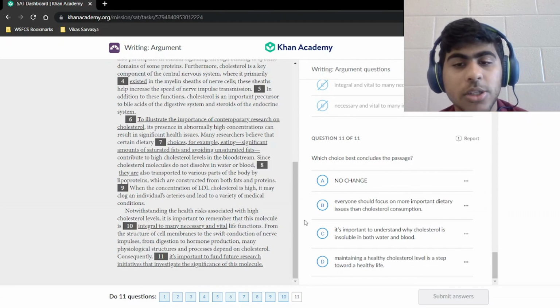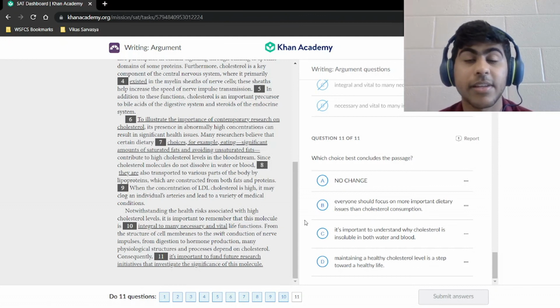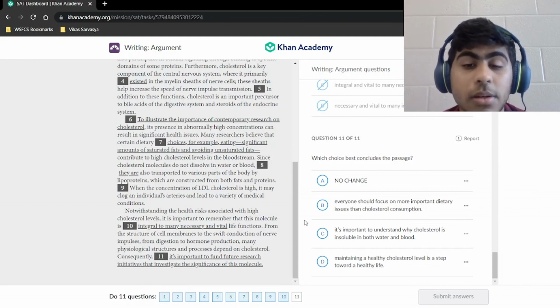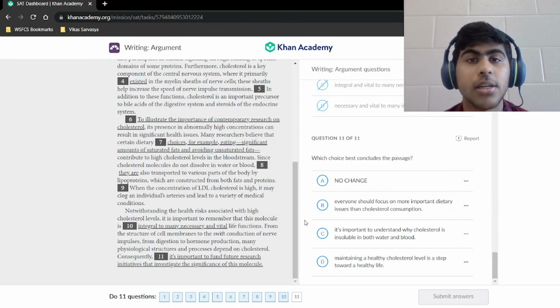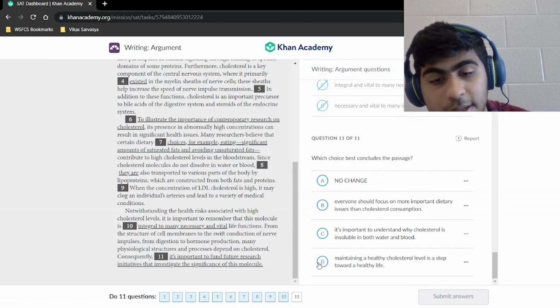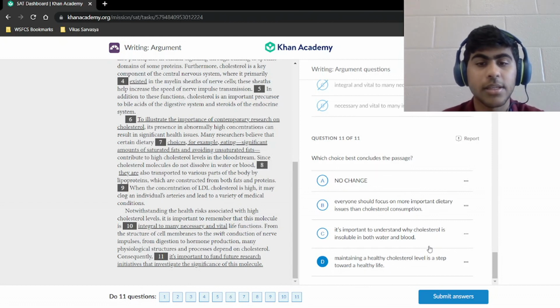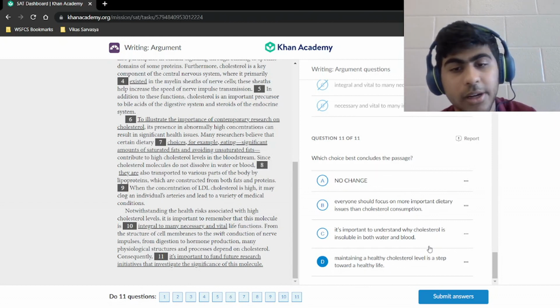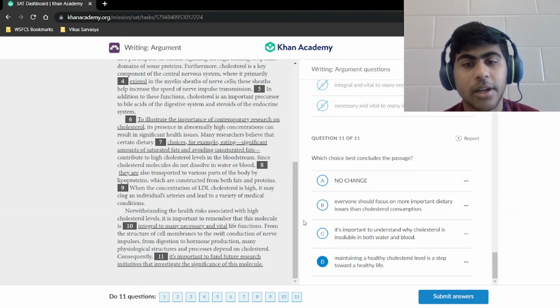Question number 11, which choice best concludes the passage? Consequently, it's important to fund further research initiatives that investigate the significance of this molecule. While that may be true, what we're really talking about in this passage is that cholesterol is good and can be bad if taken in too much. So we really need to think about how to maintain the right cholesterol levels. And we look at our answer choices, we see that looks like answer choice D. Right, C is a small unrelated piece of information. B is completely off topic from the passage, and A, we've already discussed, is also unrelated to the passage. So those are wrong, and our answer is choice D.